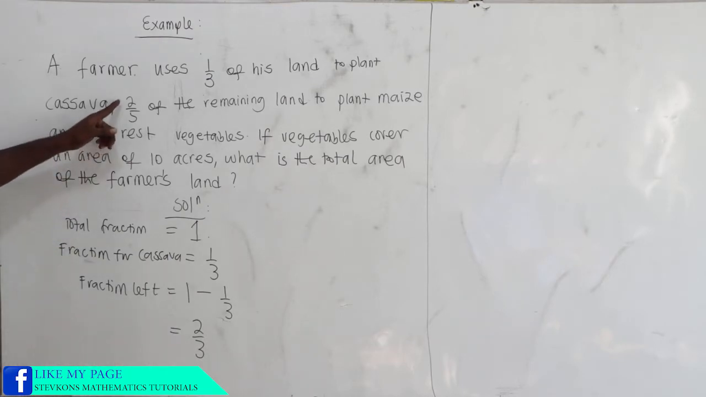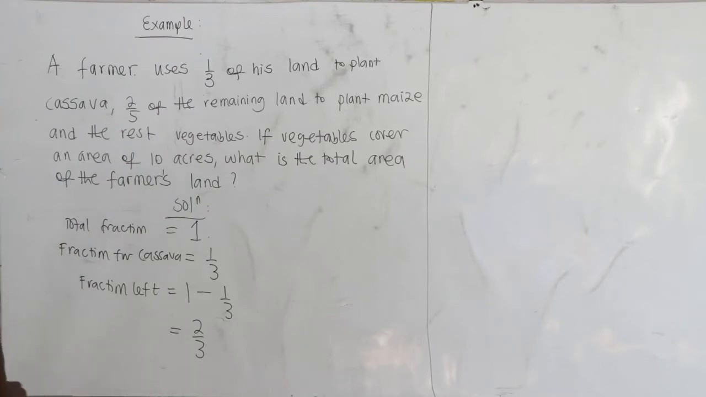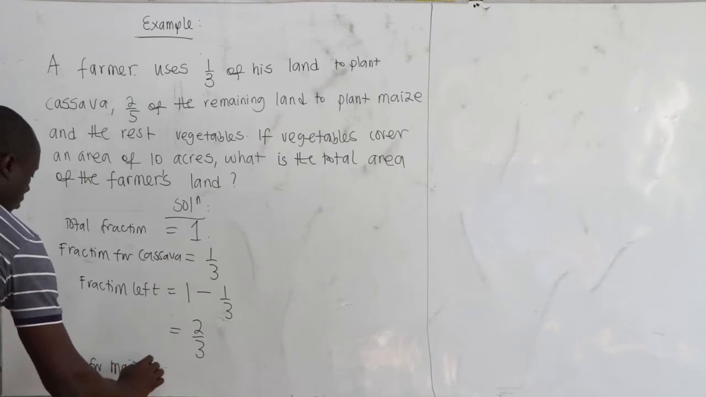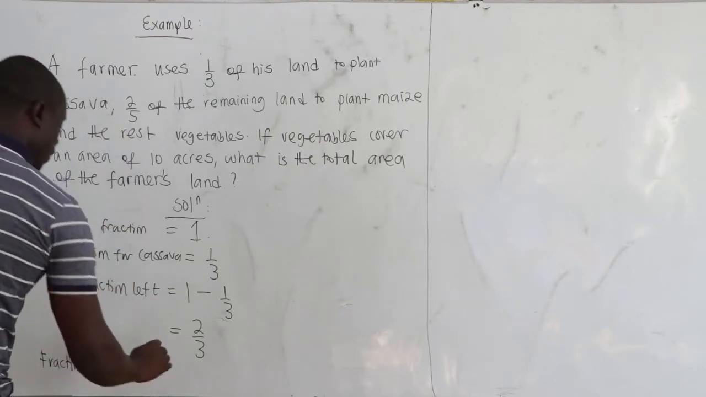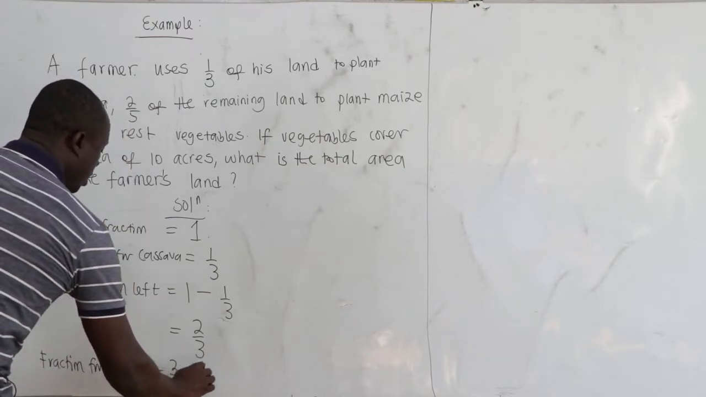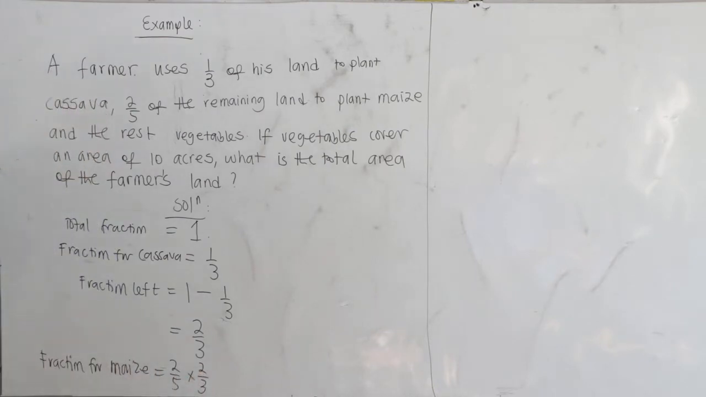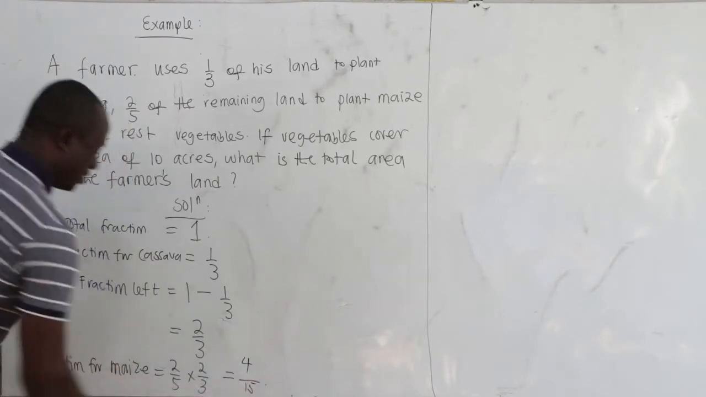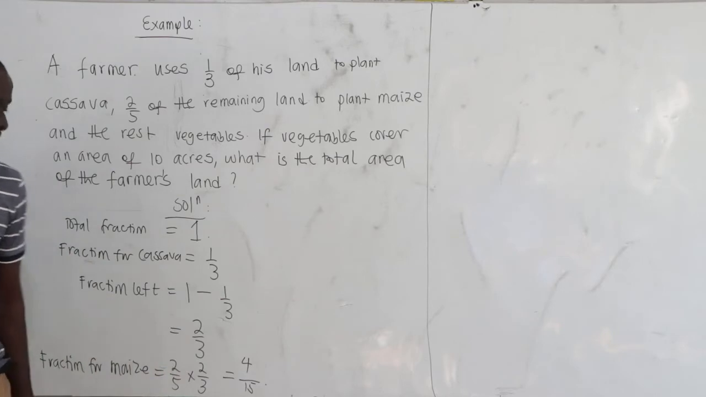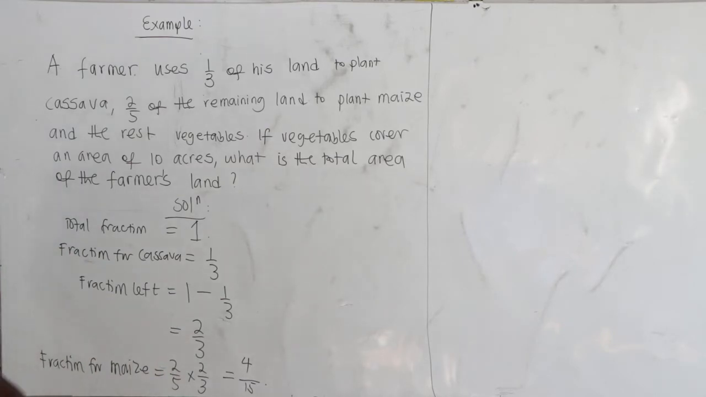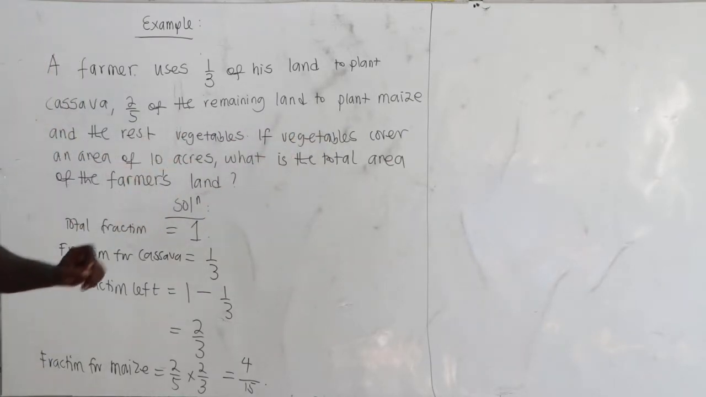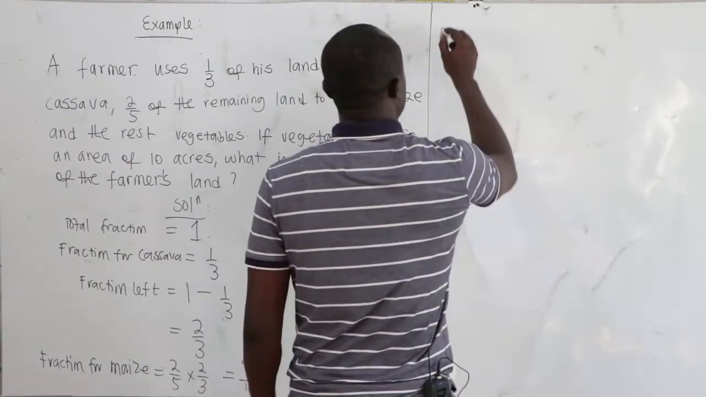Then we are being told that he used 2/5 of the remaining land to plant maize. So the fraction for planting maize is 2/5 of the remaining, which is 2/3. Here, 2 times 2 is 4, 5 times 3 is 15. So the fraction for maize is 4/15. It says 2/5 of the remaining land to plant maize, and the rest is vegetables.